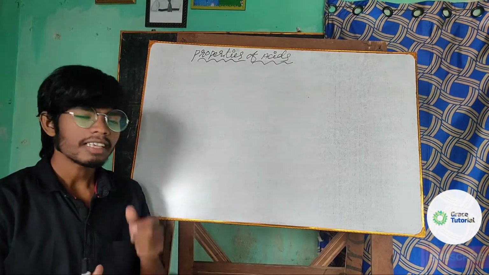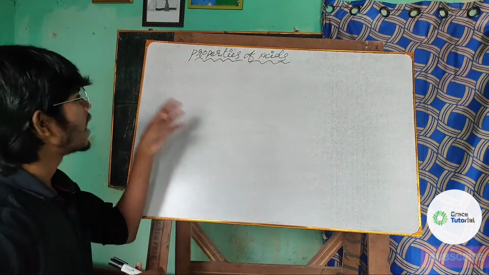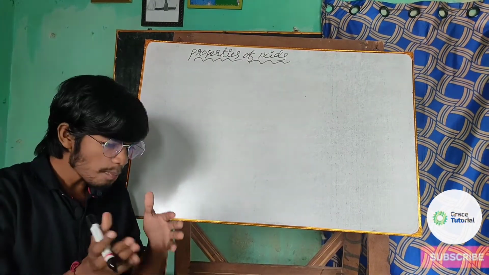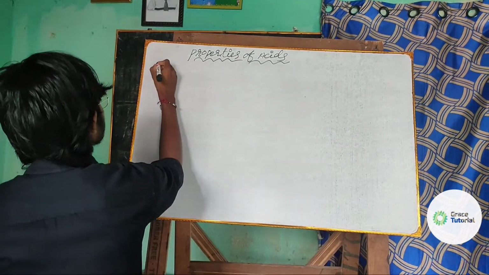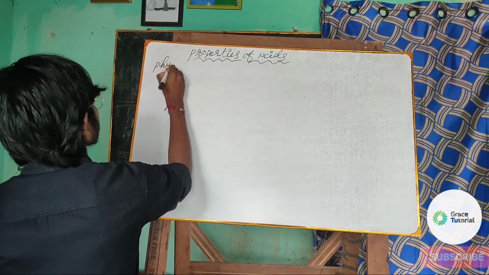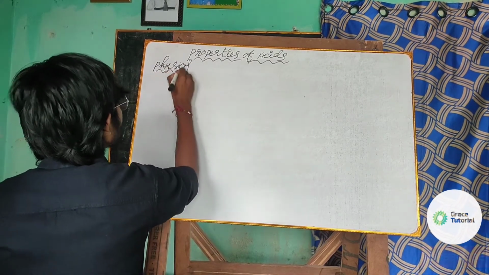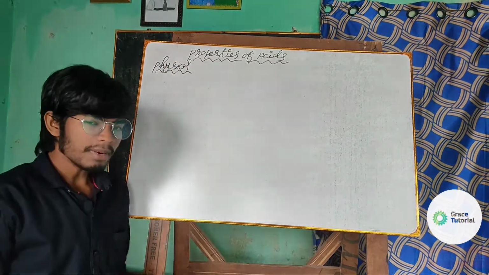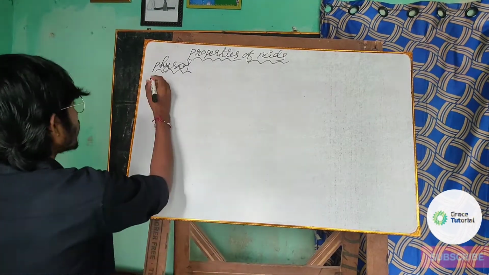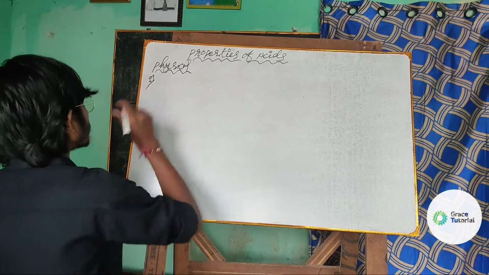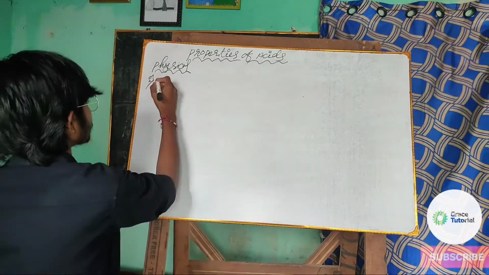Hello friends, here we will discuss the properties of acids. Basically, properties refer to two types. One is the physical property, and another is the chemical property. But first we will discuss the physical properties. In the physical properties, the first one we will consider is the state.